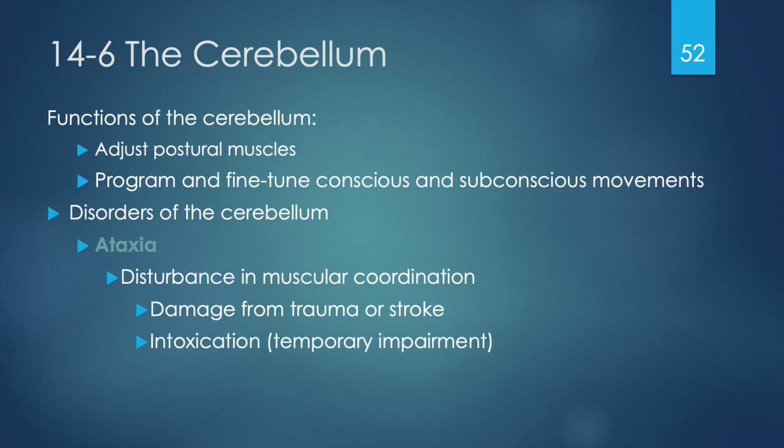And so disorders of the cerebellum can create all sorts of problems such as ataxia, which will result in a disturbance of our muscular coordination. And this can involve us not being able to walk or sit upright so that we fall over. And that can arise from a number of different circumstances, ranging from damage to the cerebellum, such as a trauma or a stroke or CVA, or it can also result from intoxication. But this is a temporary impairment, not a permanent one.